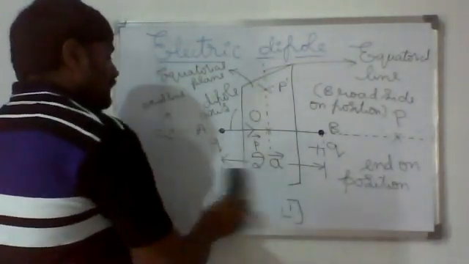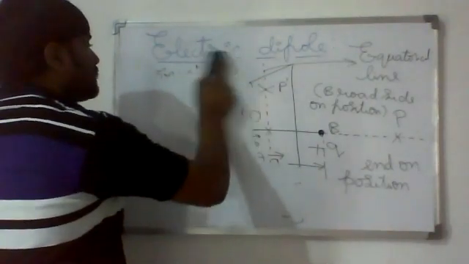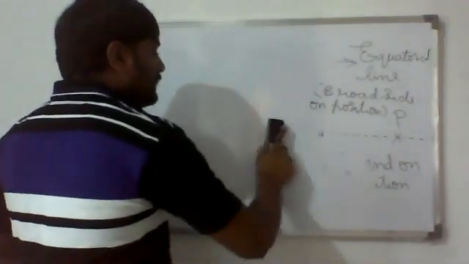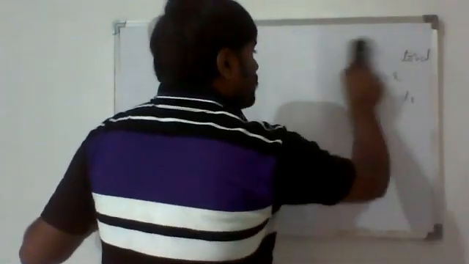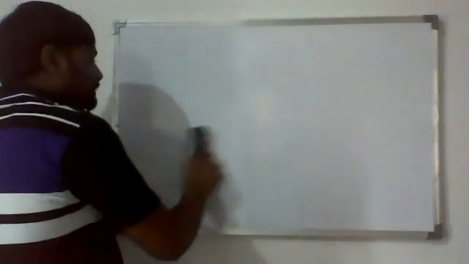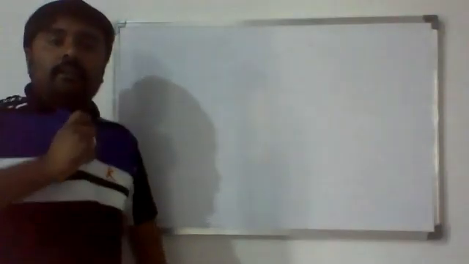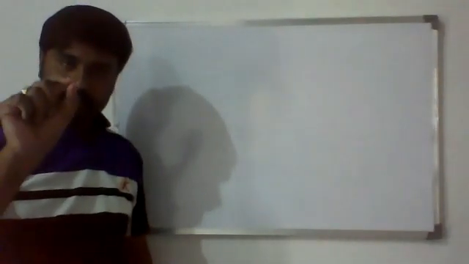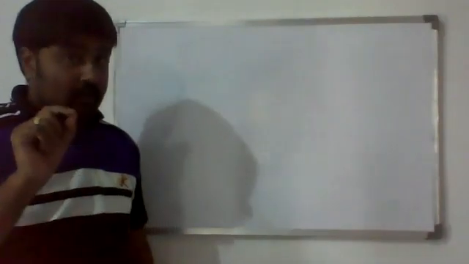Okay, the next, a very important concept. Write down: derivation of expression for electric intensity at a point on axial line due to electric dipole.